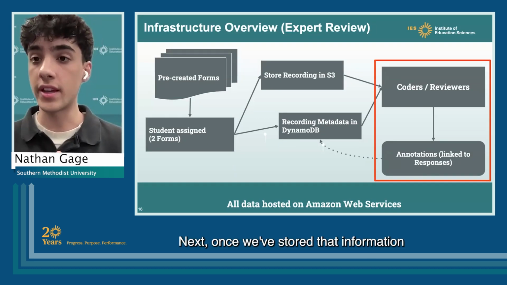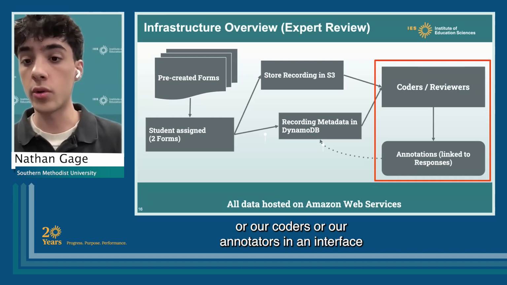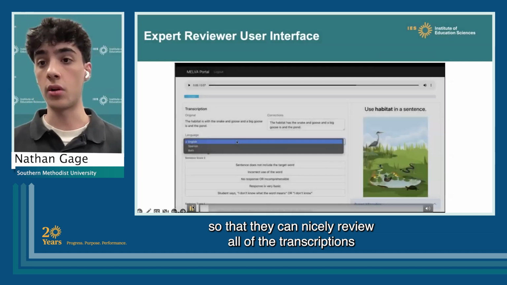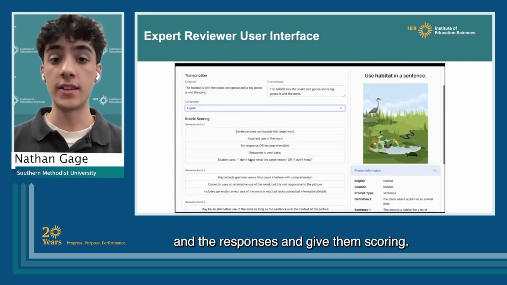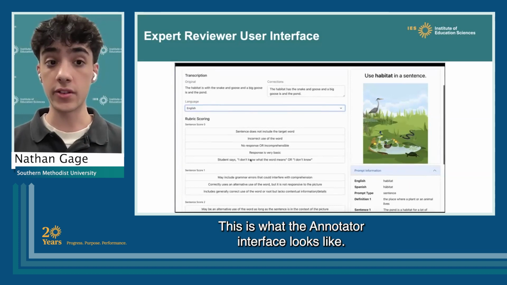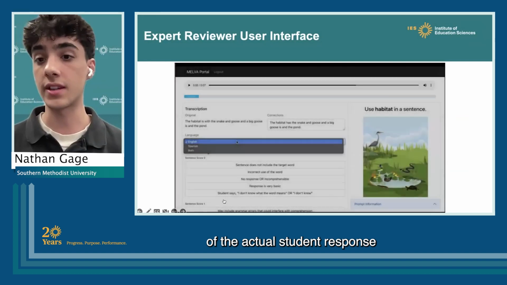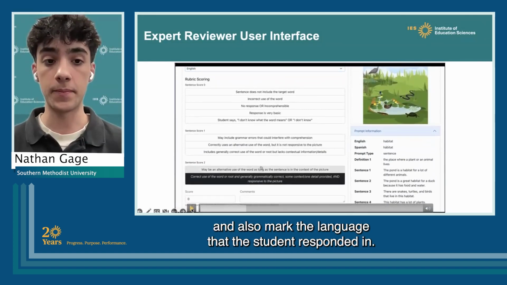Next, once we've stored and collected that information, we pass it on to our expert reviewers, coders, or annotators in an interface so that they can nicely review all of the transcriptions and responses and give them scoring. This is what the annotator interface looks like. You can see there's a transcription of the actual student response, which the coders can then listen to, correct, and also mark the language that the student responded in.